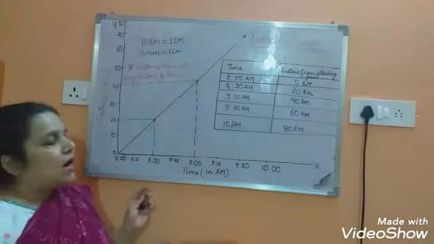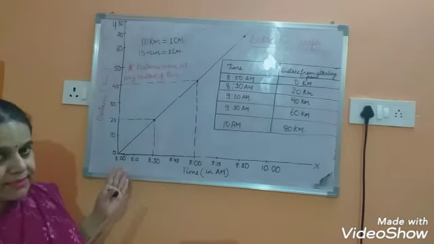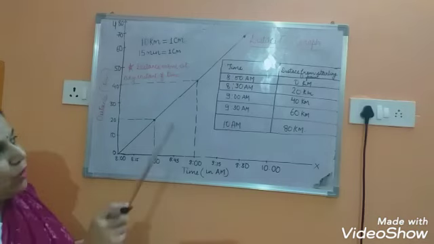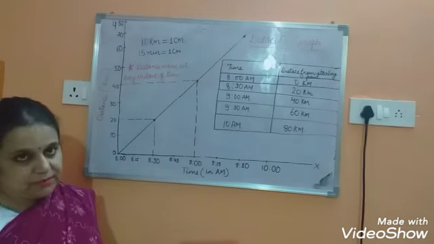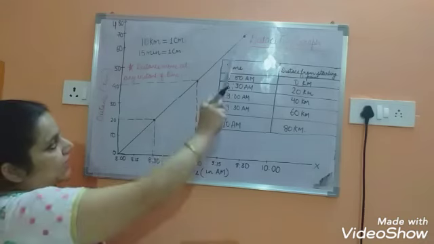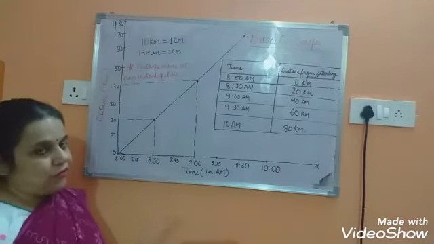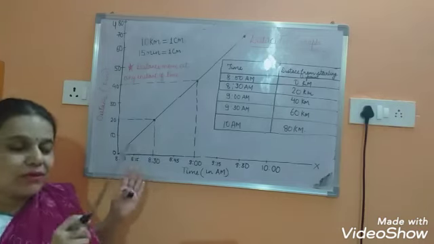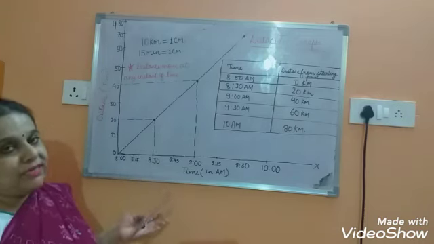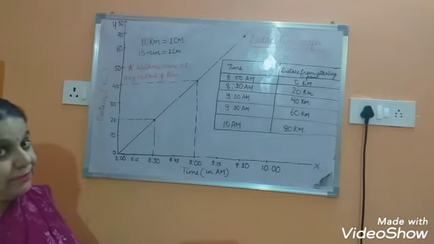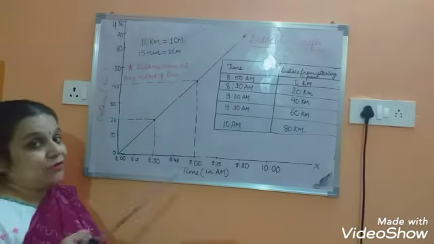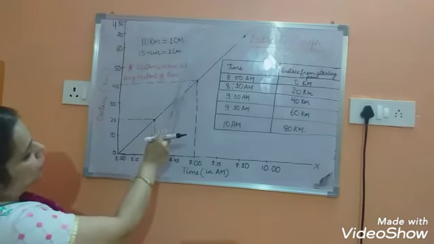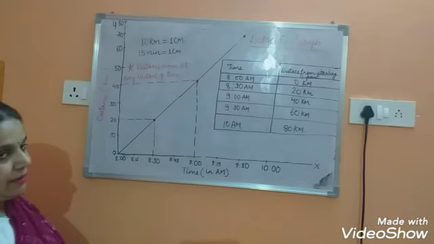So what is the benefit of this distance-time graph? The first thing you come to know is that the object is moving with constant speed. If that graph is a straight line, that means the object is moving with constant speed. If the graph is not a straight line, it means the object is not moving with constant speed. What is the second benefit? You can find the distance moved by the object at any instant of time.